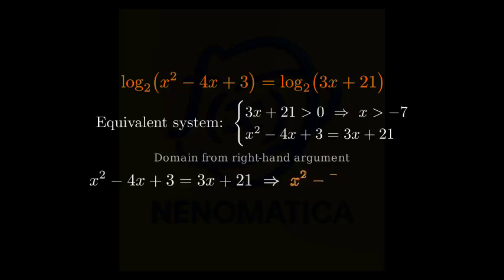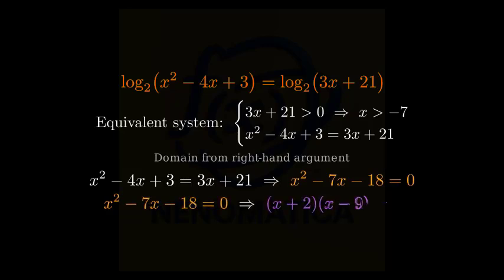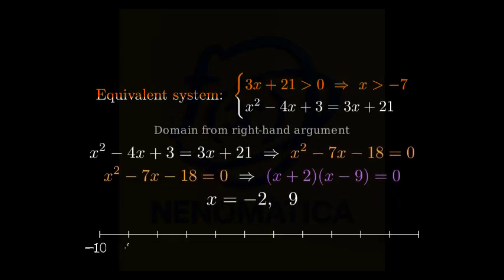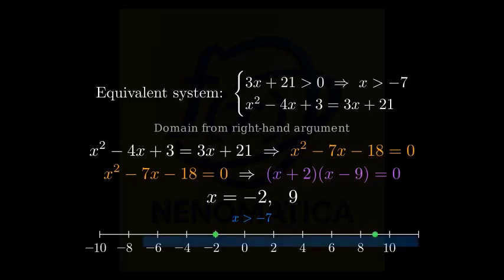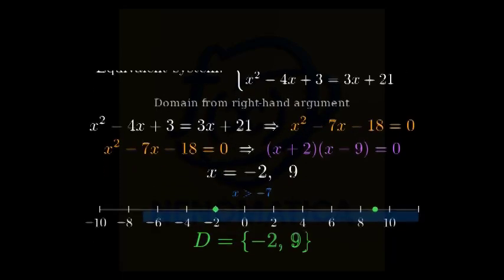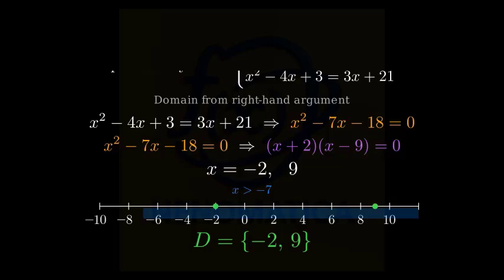We get x squared minus 7x minus 18 equals 0. Factor the quadratic. That becomes x plus 2 times x minus 9 equals 0. So the candidate solutions are x equals -2 and x equals 9. Check against the domain x greater than -7. On the number line, both -2 and 9 satisfy the domain. Therefore, the solution set is {-2, 9}.